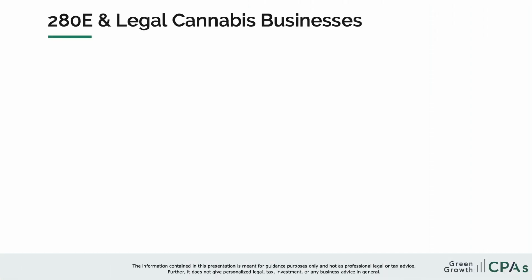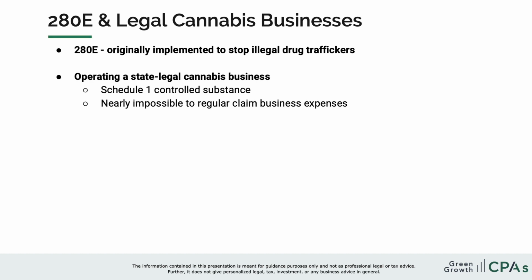So first, 280E in legal cannabis businesses. Now, 280E was implemented to stop illegal drug traffickers from working on their taxes and being able to deduct all these different expenses and lowering their tax burden, right? So Al Capone didn't really go to jail for doing all those heinous crimes. He actually went to jail for tax evasion. So now with 280E, it's causing huge problems for state legal cannabis businesses when it was initially intended to stop illegal drug traffickers from fixing their tax returns.